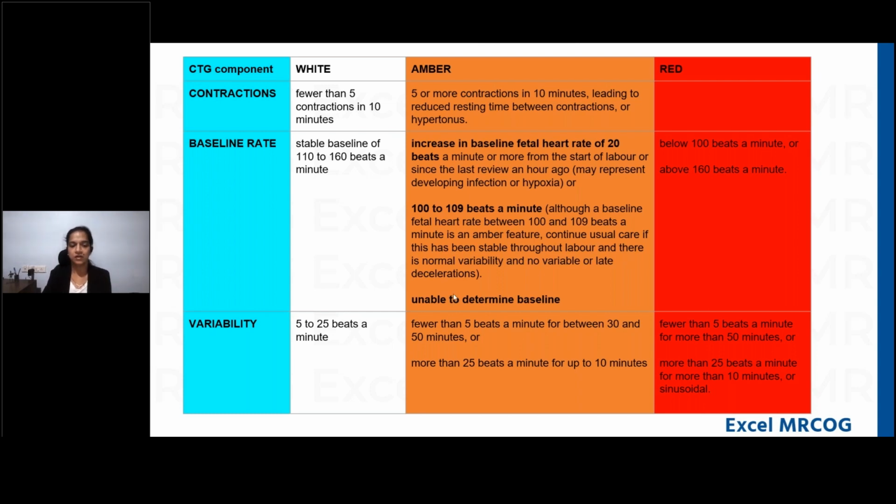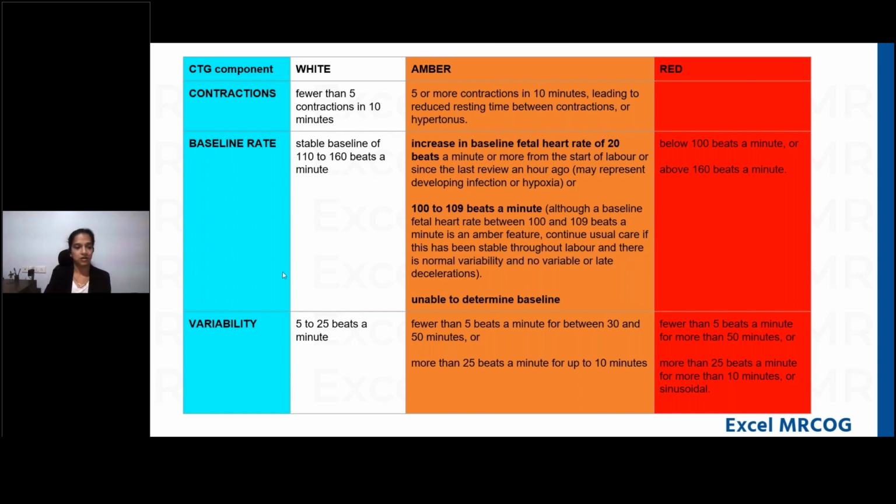All right. So that is about the baseline rate. Now variability, 5 to 25 is normal. Fewer than 5 beats a minute for between 30 to 50 minutes is amber. More than 25 beats a minute for up to 10 minutes is again amber. While for red, it would be fewer than 5 beats for more than 50 minutes, and more than 25 for more than 10 minutes. So remember 10, 50, and 30, these figures.